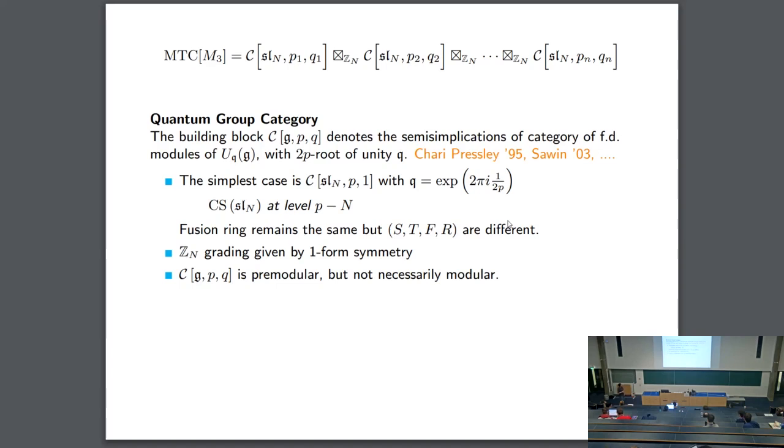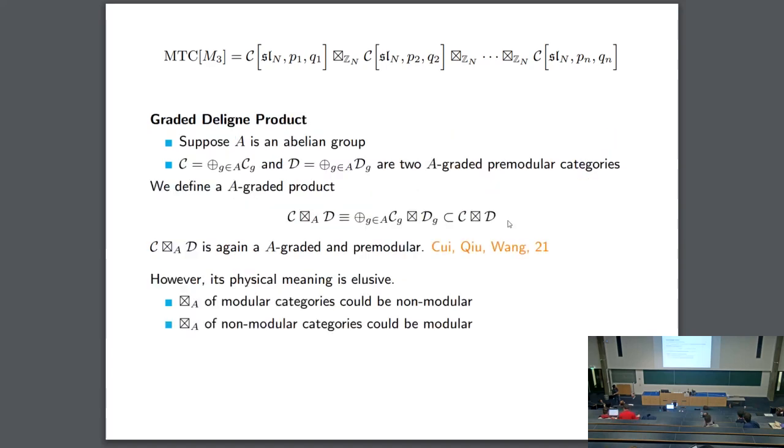But a warning here is this category may not be modular. It could be pre-modular. And what is this product here? Because each building block has a Z_N grading, it's rather natural to put them together by defining this graded product. Whenever you have a graded category, you just multiply them together between each graded component, and you sum all of them together. This is a subcategory of the usual product.